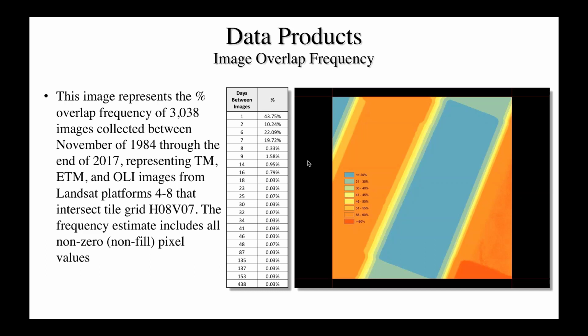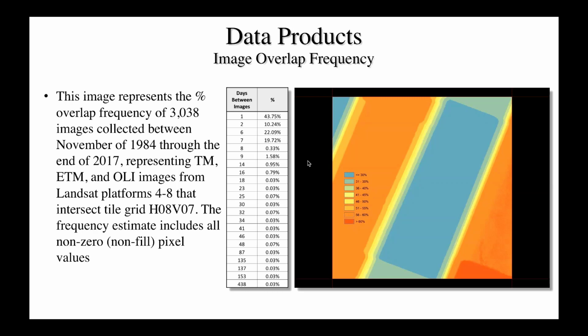Between days, the distance between days, about 40% of those images were 1 day apart. 10% of those images were 2 days apart, and so forth. So you can kind of see what the temporal frequency is going to be with these individual images that they process so you can download.